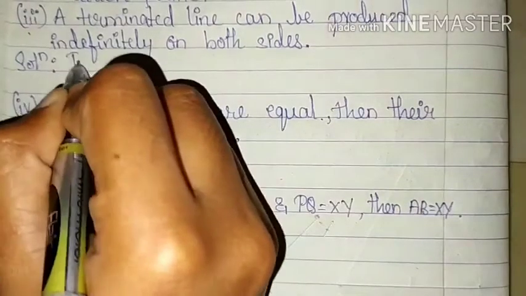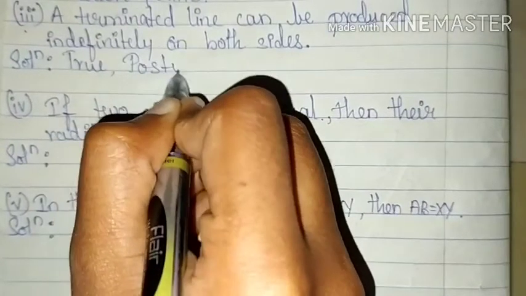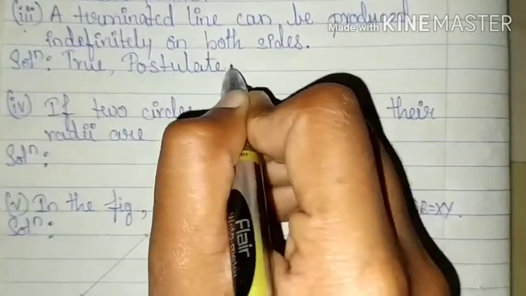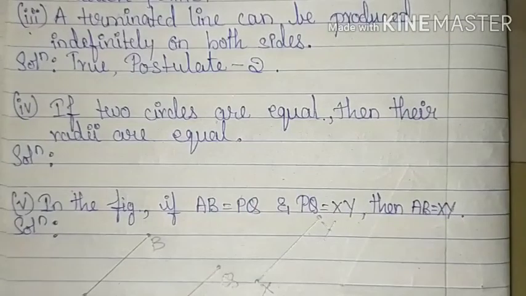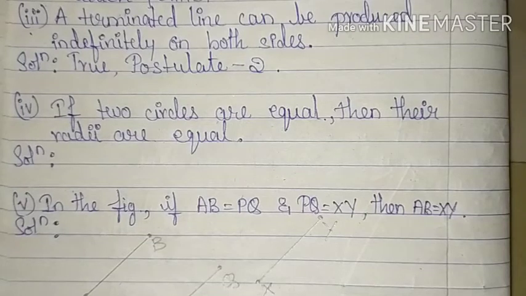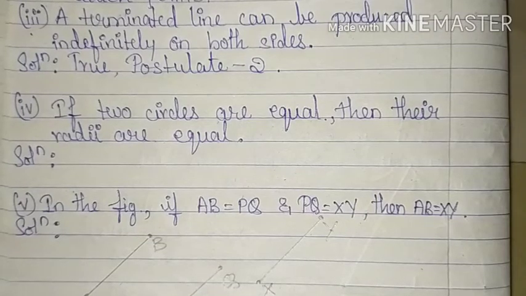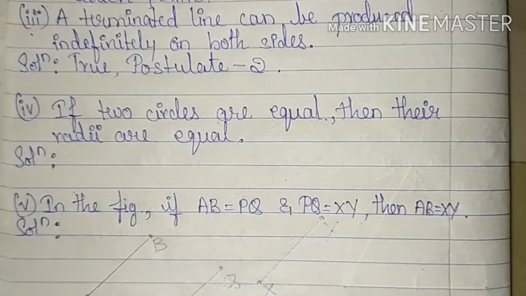It is true, which comes from postulate number 2. It is the true statement. Postulate 2 states that if a line which has been terminated or which has been ended, it can be produced or extended indefinitely on both sides.